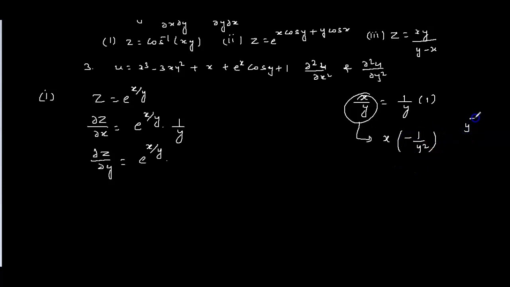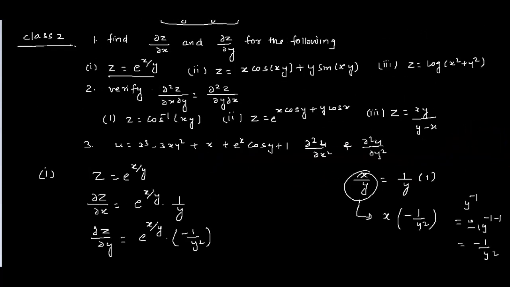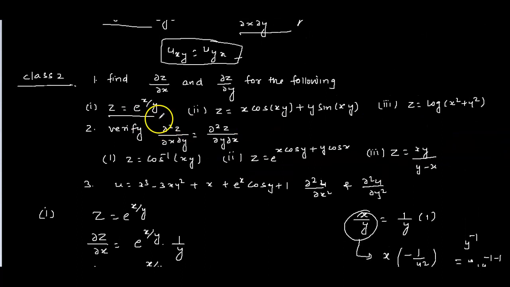Okay, right? Because it is y to the power of minus 1, and you can write here minus 1 times y to the power of minus 1 minus 1. So it will become minus 1 by y square. So this is the differentiation with respect to x and y for the first one.